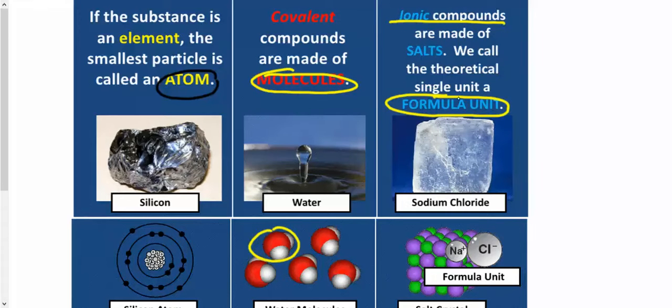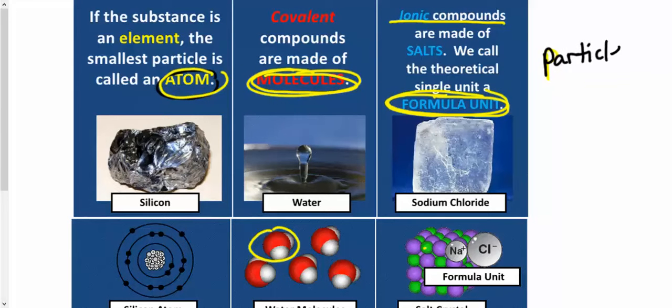The formula of an ionic compound just gives you the smallest whole number ratio of one ion to another ion in the compound. So all of these 3 words, atoms, molecules, formula units, all of them we refer to as particles. 1 mole of anything has 6.02 times 10 to the 23rd particles, either atoms, molecules, or formula units.